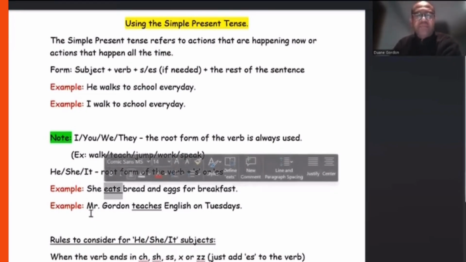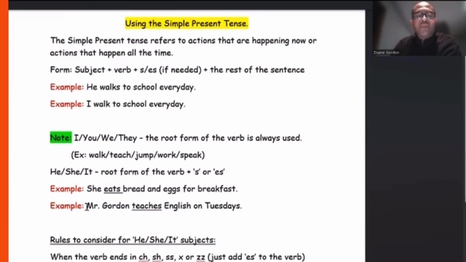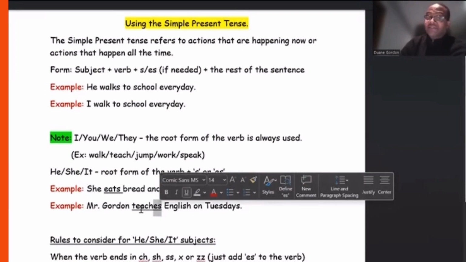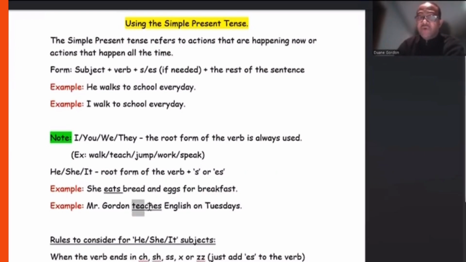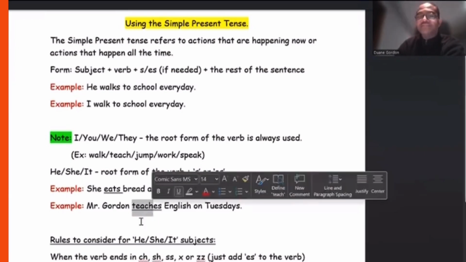Let's look at a second example. Mr. Gordon teaches English on Tuesday. Another he, she, it example. Mr. Gordon in this case would be he. He teaches. Now we're adding es to the root form of the verb teach.